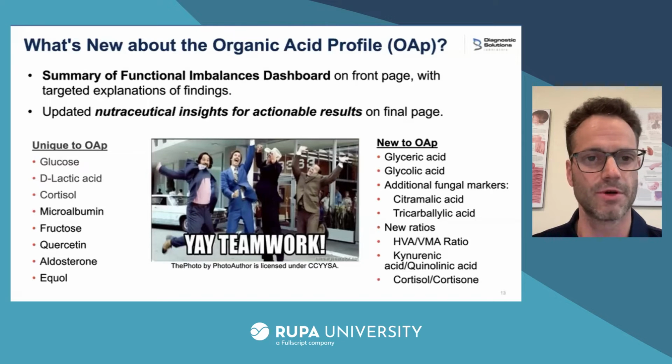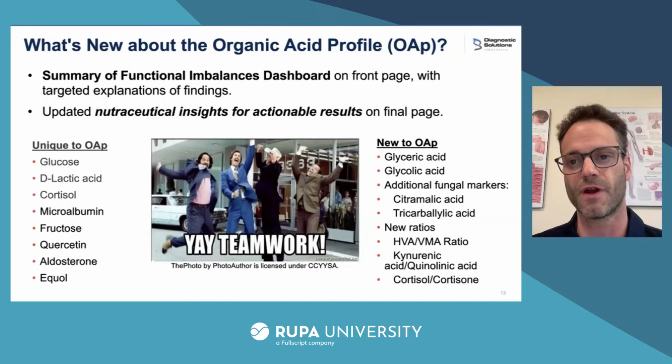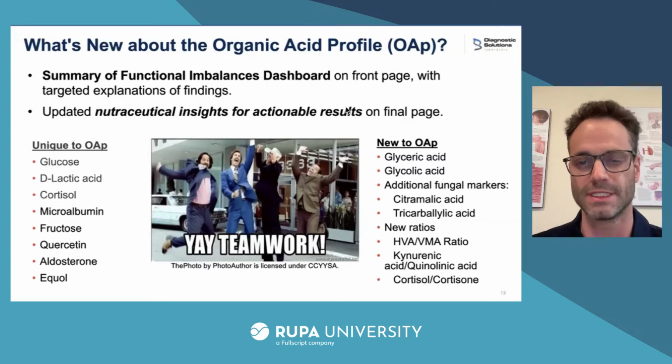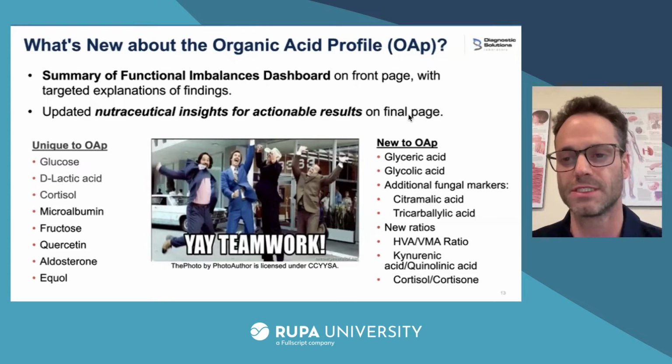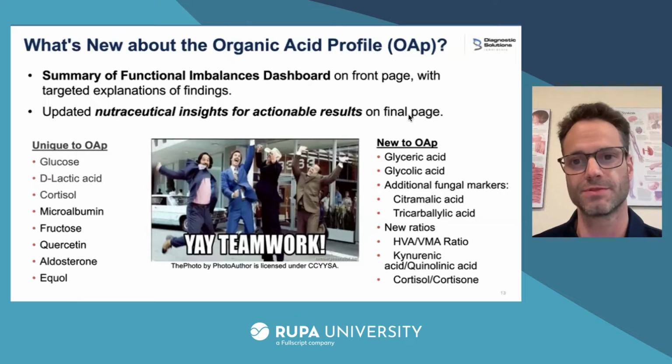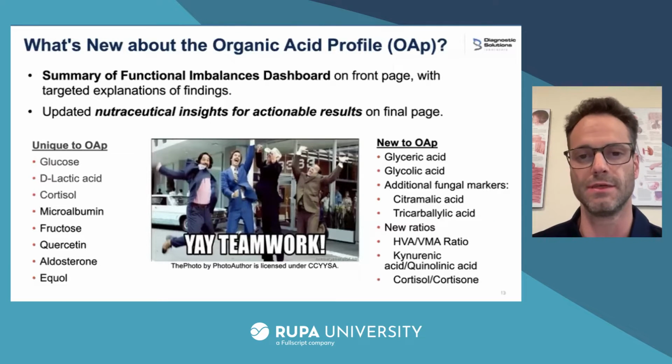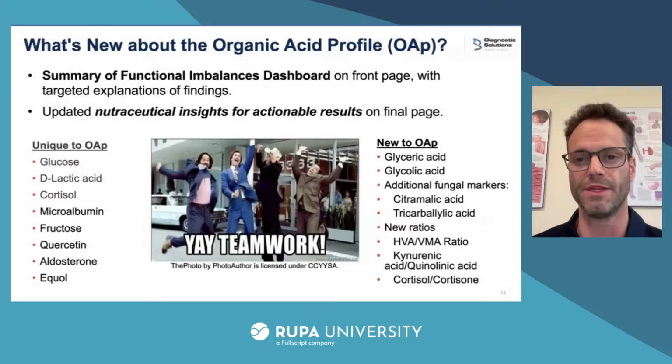And then a summary of the functional imbalances is on the front page with targeted explanations and findings. And then there's nutraceutical insights and actionable results on the final pages. So essentially, you could take those beginning and end pages, and that's your dashboard of what's borderline high-low, actually high-low, in the red and yellow. And then you're able to say, okay, these are the nutrients that are needed.